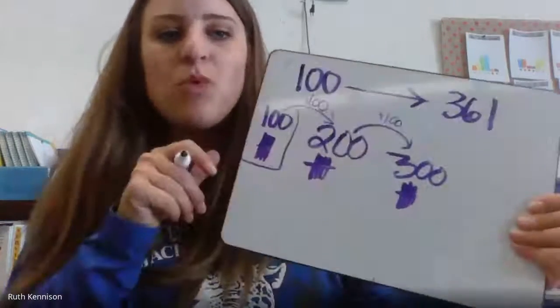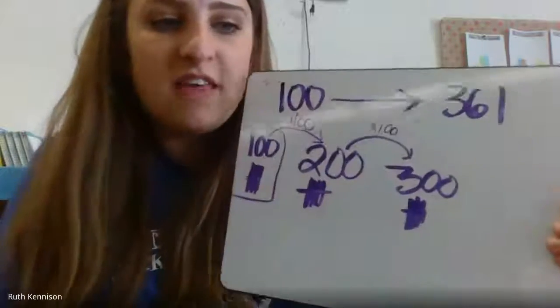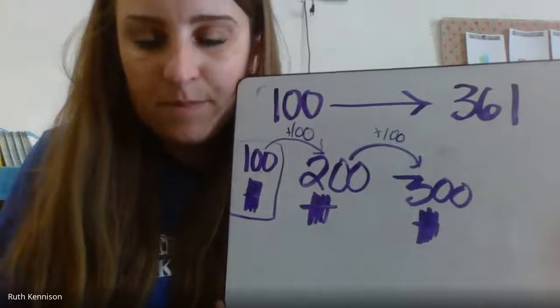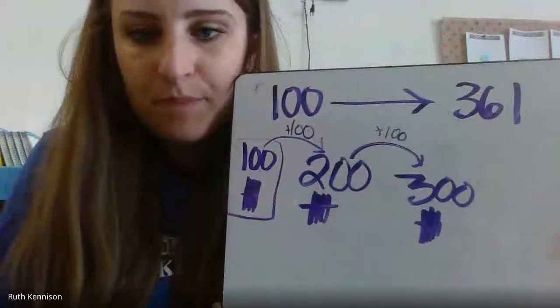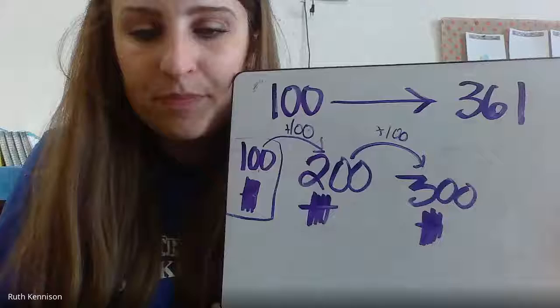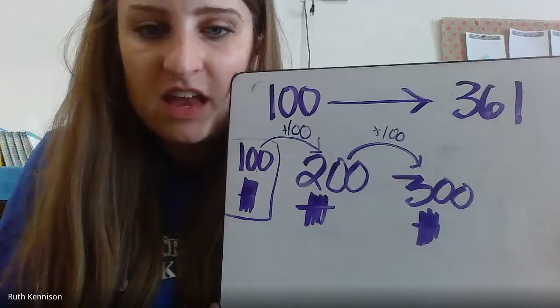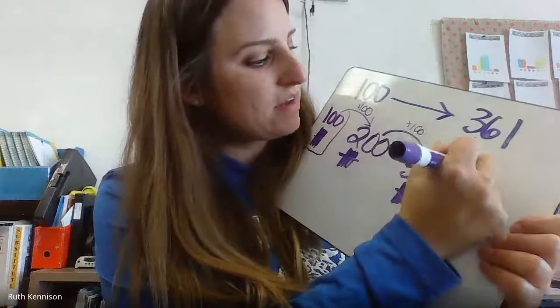Okay, now what are we going to do? Because I can't keep counting by hundreds or I'd be at 400 and that's too big. So what am I going to do next? Jaya? Ooh, Zahedi, thank you for showing me. Count by tens. Very good. I knew Jaya knew that. I knew Zahedi knew that because she showed me. Excellent. We're going to count by tens.